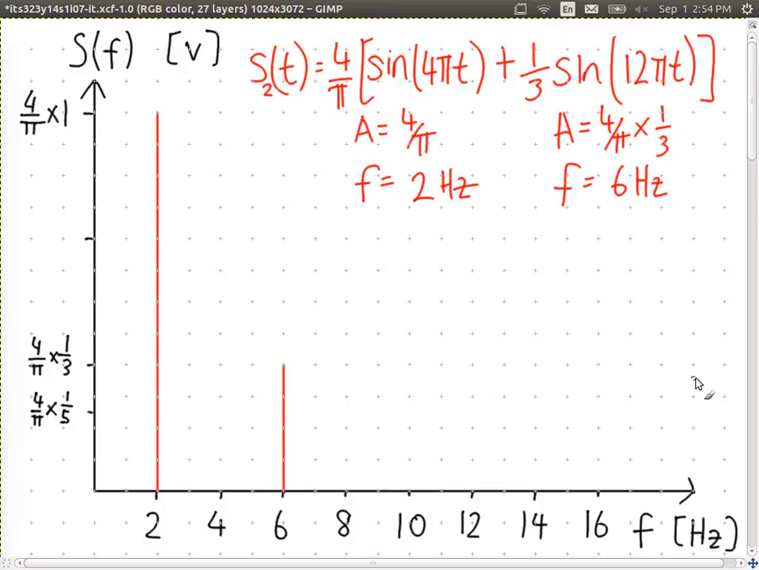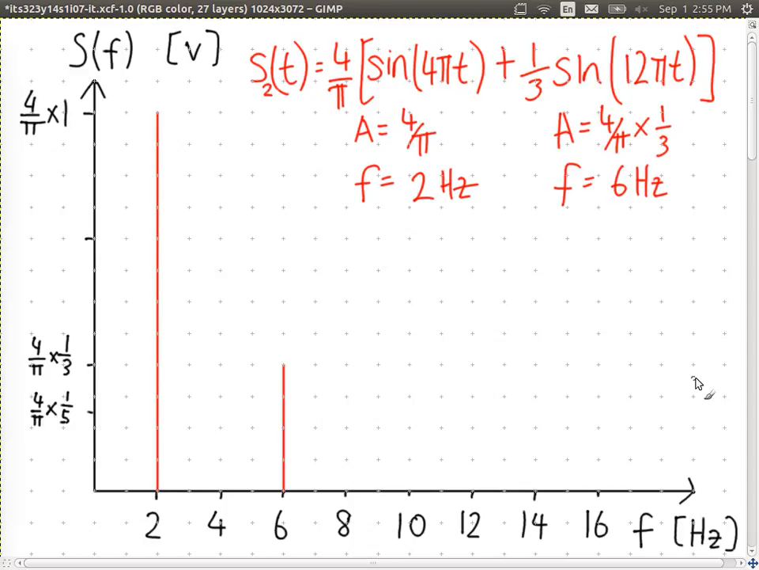If we look at the plot, it tells us there are two components. There are two impulses here. The first component has a frequency of 2 hertz and a peak amplitude of 4 on pi. And the second component, the second sine that we add together, has a frequency of 6 hertz and a peak amplitude of 1/3 4 on pi. That's why I scaled this axis accordingly.